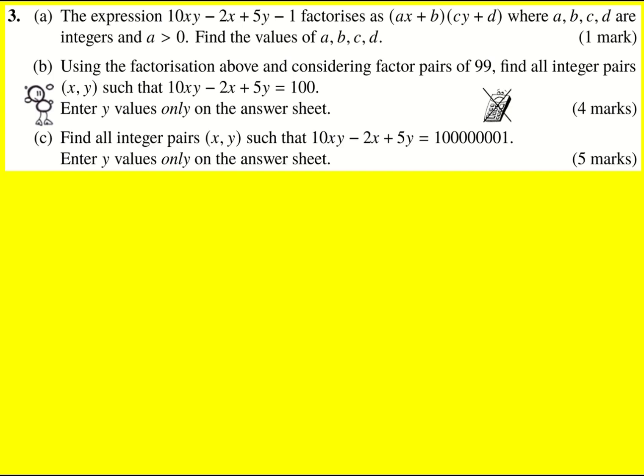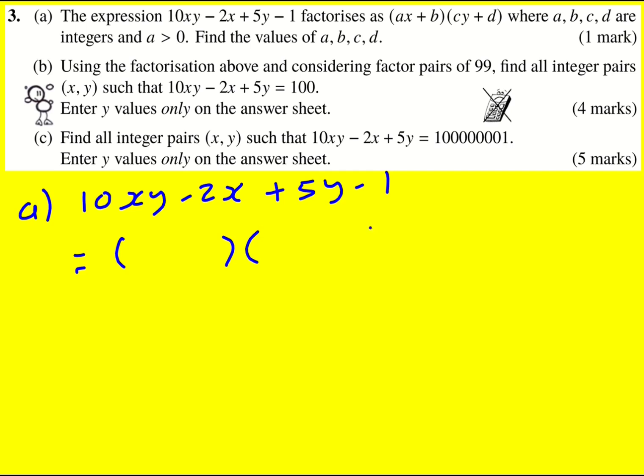We're asked to factorize this expression: 10xy minus 2x plus 5y minus 1. Now we can think along similar ways to normal factorizing when you just have an x in there. Okay, it's a little bit more complicated, but it is the same concept.